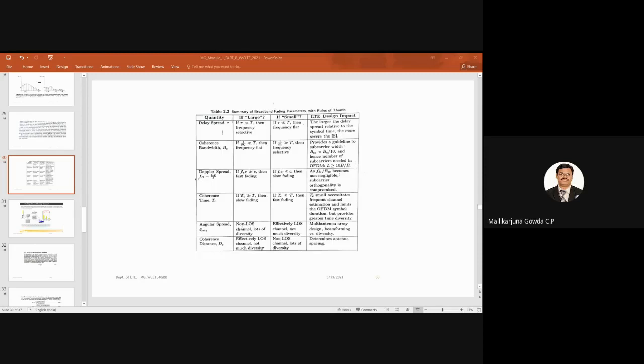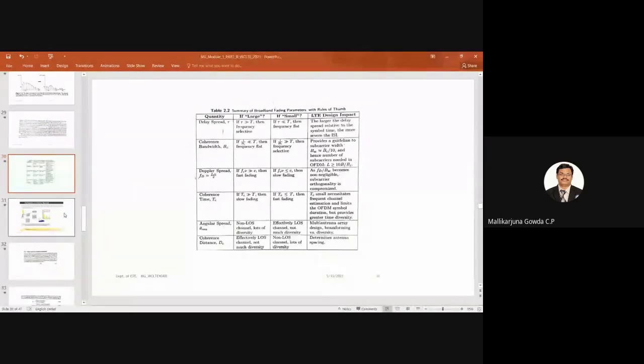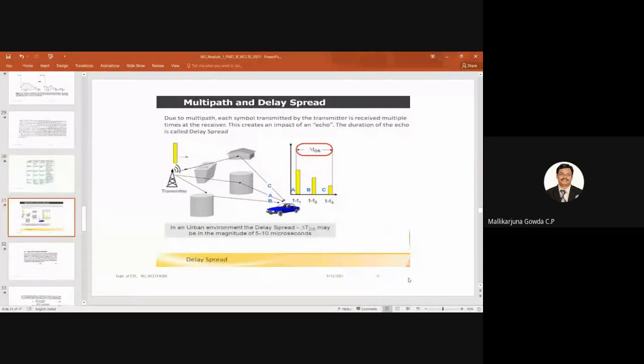Okay, so even I can say what is delay spread. Delay spread, I will come back to that. I will just tell first what is delay spread.